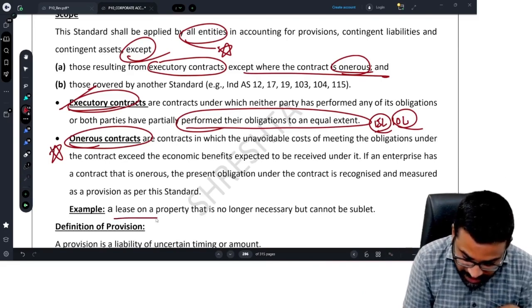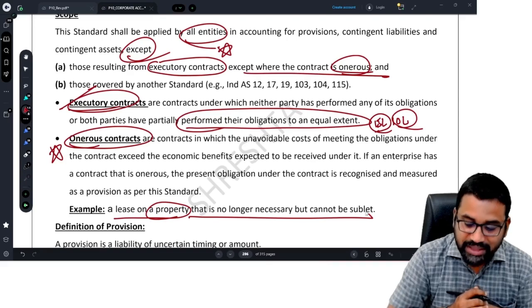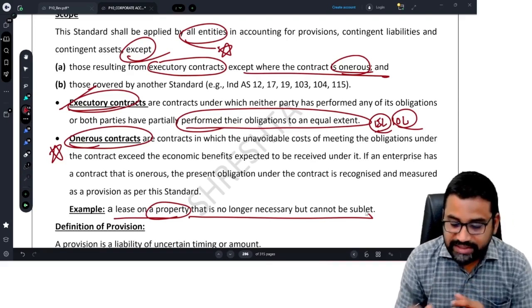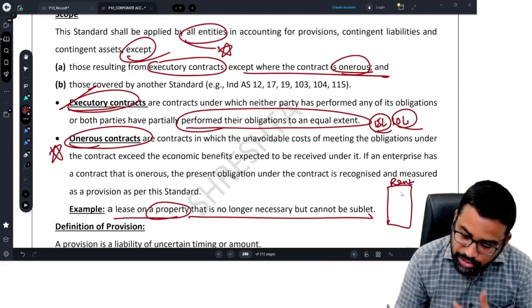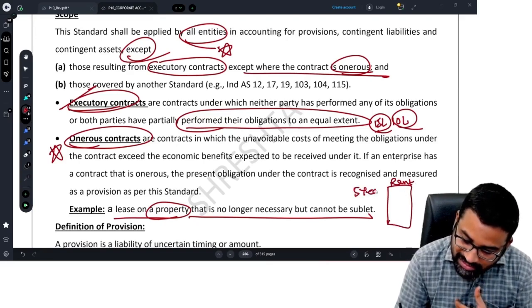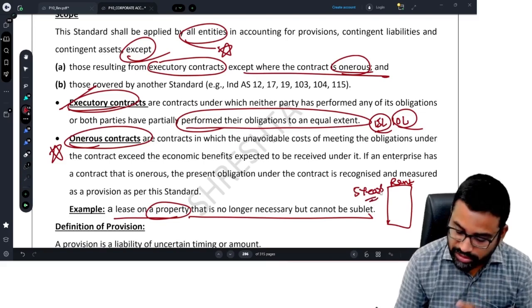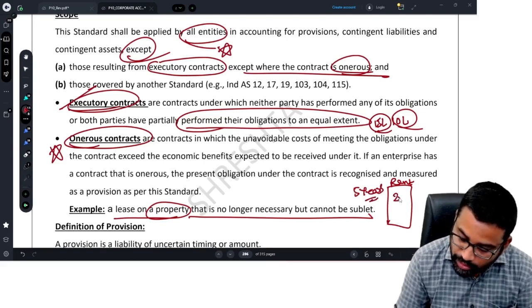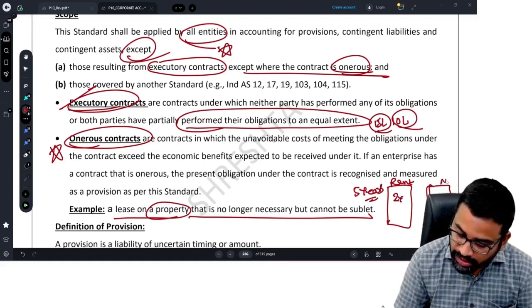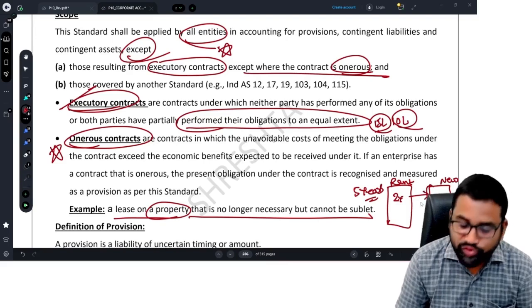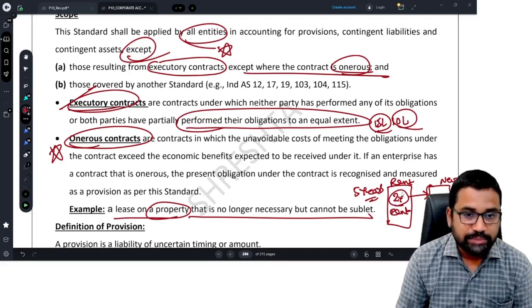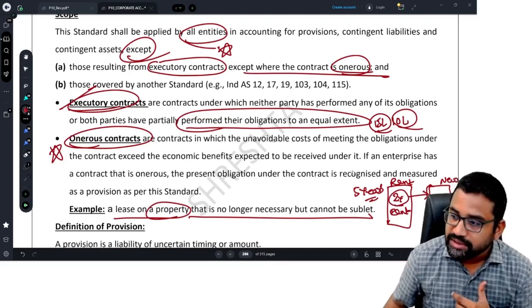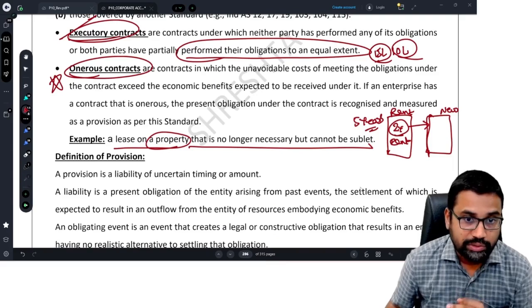For example, a lease on a property that is no longer necessary but still cannot be sublet. For example, we have taken one factory for rent. Suppose the lease period is 5 years. Suppose 3 years are over. For the next 2 years, what happened is we constructed a new factory, and we shifted from the old factory to the new factory. But we still need to pay this 2 years' rent. Suppose this is a non-cancelable lease and we have to pay. We cannot sublet also as per the agreement.